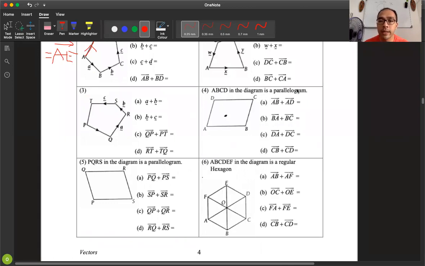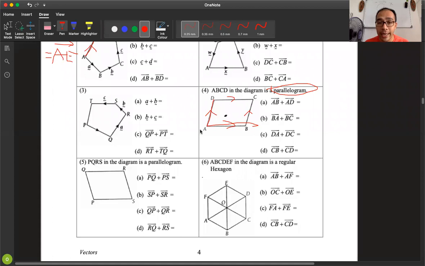Okay, ABCD in the diagram is a parallelogram. So we have AB plus AD. This is a bit of a problem. AB is this way, but AD is this way. So how am I going to represent this? Now because this is a parallelogram, I can say that vector AB and vector DC are parallel, and vector AD and vector BC are parallel also.